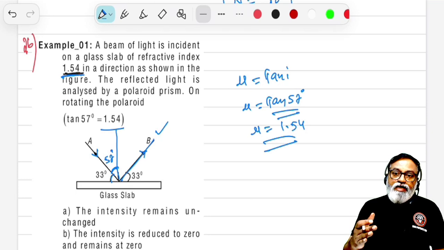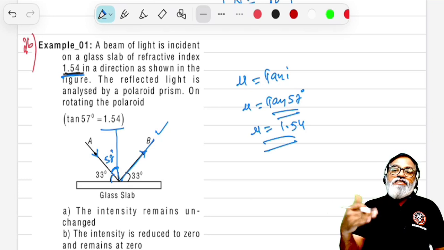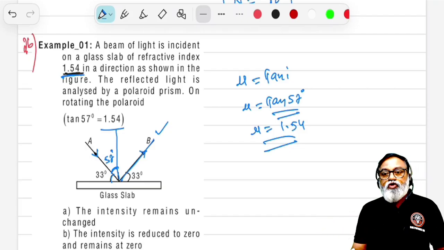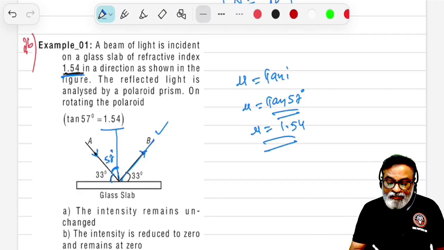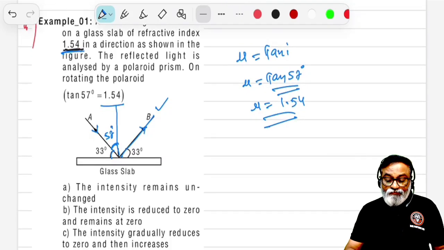If you place an analyzer in the path of that plane polarized light, when the analyzer is rotated, the intensity gradually decreases, becomes zero, and after that increases. Therefore, here the answer is: the intensity gradually reduces to zero and then increases.